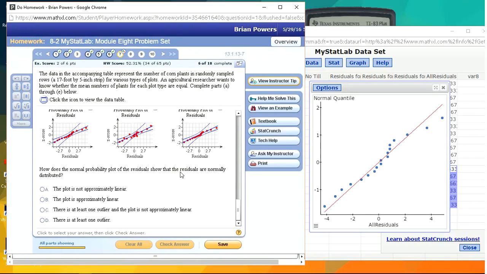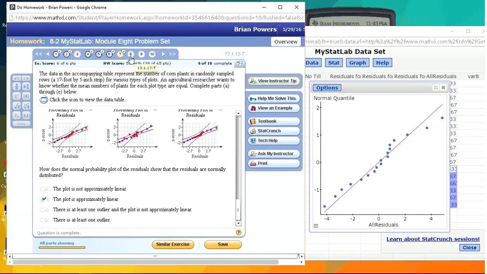How does it compare? Really what we're looking for is we want to see this look fairly linear. And it looks pretty good. It's approximately linear. If it wasn't linear, it would be a lot different. So that's fine.